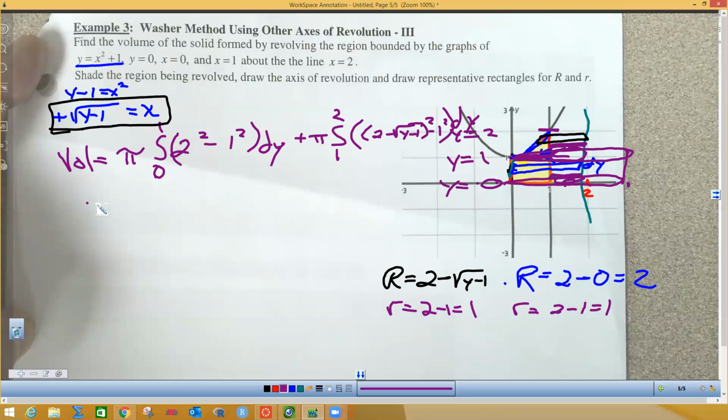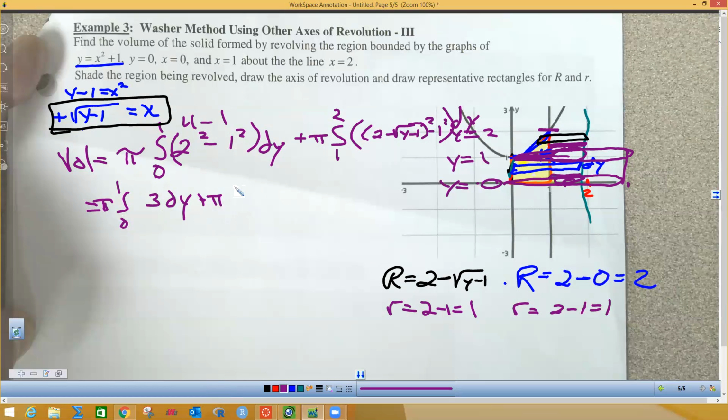All right. So let's do this then. I got a pi here, and then inside I got 0 to 1, and then this is going to be 4 minus 1. This is going to be 3 dy. Okay. This part hopefully is easy for everybody.